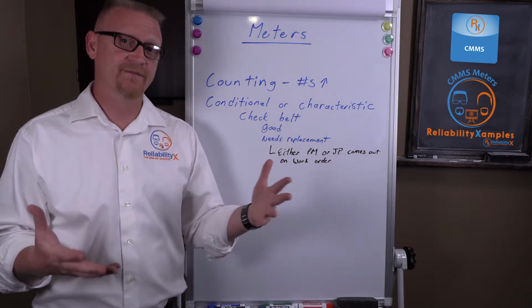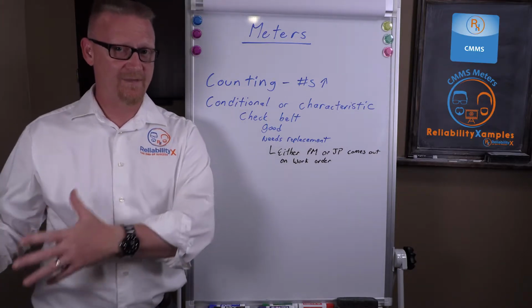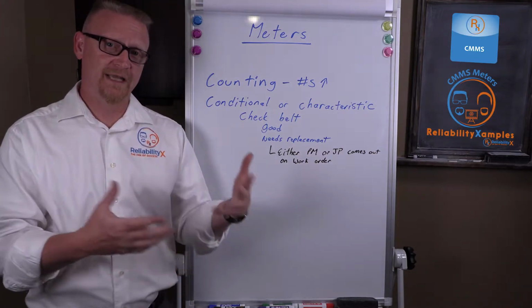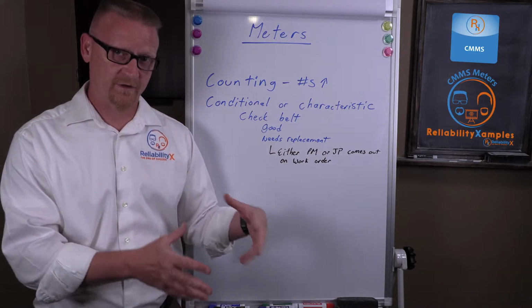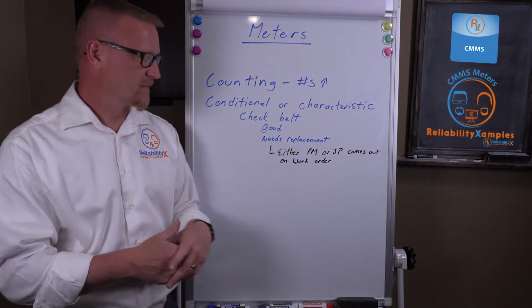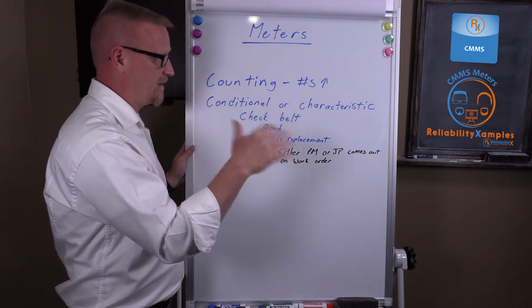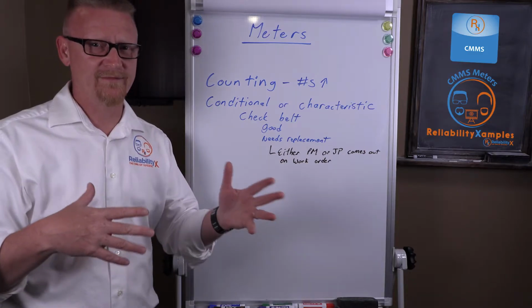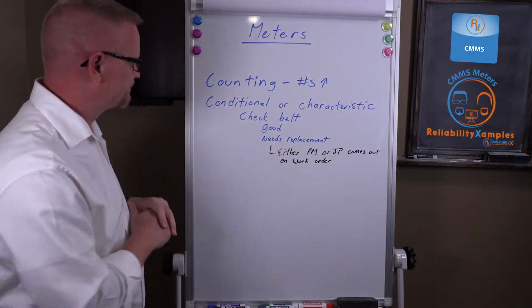So at the action limit of 50,000, you're going to trigger either a PM to come out or a job plan to be attached to a work order. Either way, the end result is a work order that comes out of the system. So the counting meter can go up to an action limit, and there are certainly alarm limits, and there's some other functionality inside meters, but we're going to cover the very basics here.